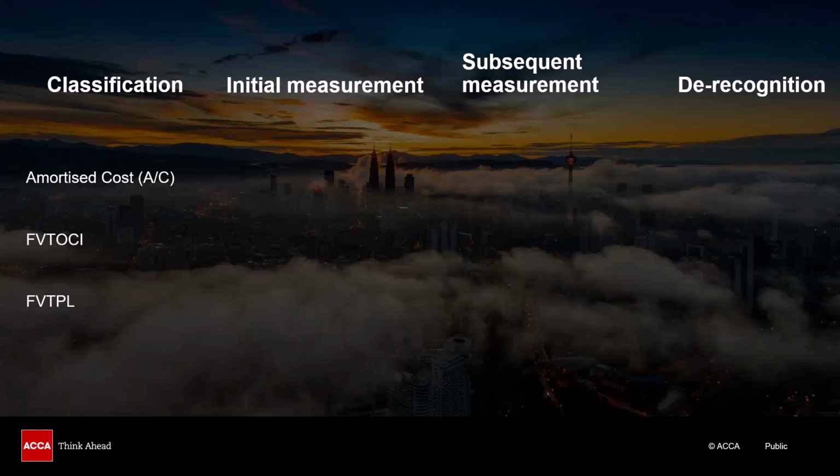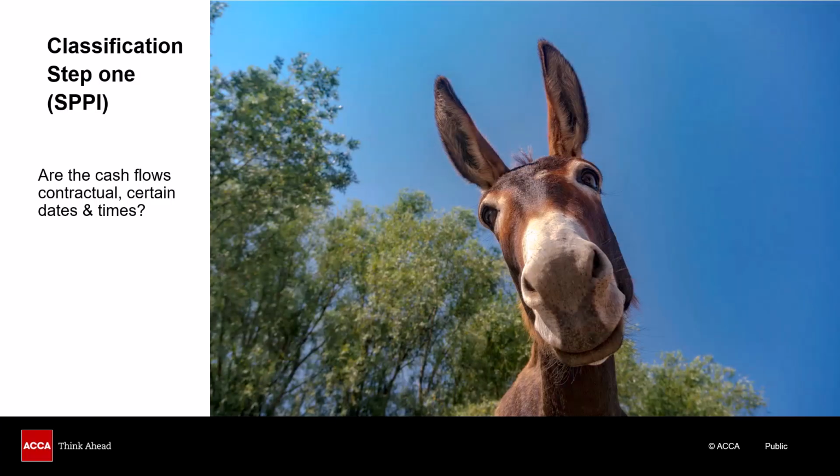But how is it that we make the decision as to which of these three categories we're going to be classifying our financial assets? And the first step is to examine the nature of the financial asset and to understand what it is we've bought, what it is that we have control of. Is it something that's going to pump out to us regular cash?